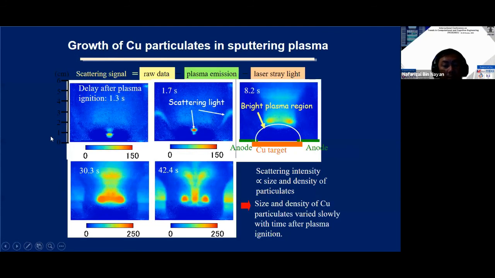But anyway, this is another tool we call the laser scattering technique. Again, we can understand the particle distribution inside the plasma. You can see the figure here at various times of the plasma ignition: 1.3 seconds, 1.7 seconds, 42 seconds, like that. So we can understand the distribution at each time. We have a video camera to capture it.